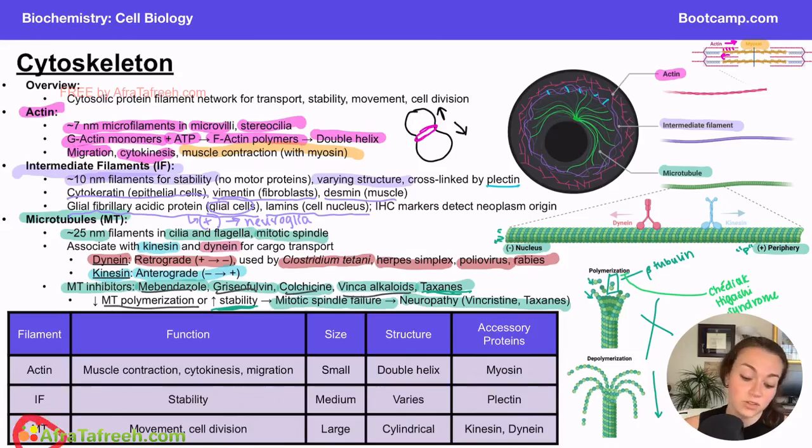And microtubules are the largest, about 25 nanometers in diameter, used mostly in movement and cell division. They have a cylindrical structure that's constantly polymerizing and depolymerizing, and they associate with the proteins kinesin for anterograde transport and dynein for retrograde transport.